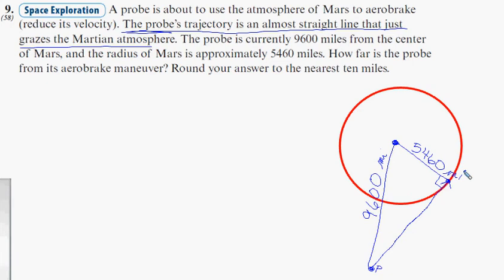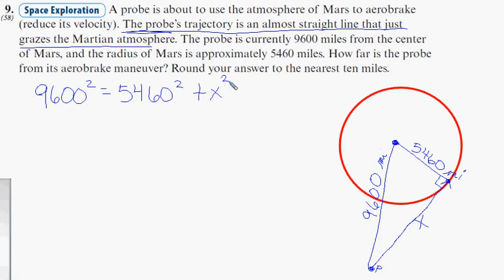And now we can figure it out using the Pythagorean theorem, right? So we can say 9,600 squared is equal to, because this is what we want to know, we want to know how far the probe is from the aerobrake maneuver. So this is our unknown. 9,600 squared is equal to 5,460 squared plus x squared.